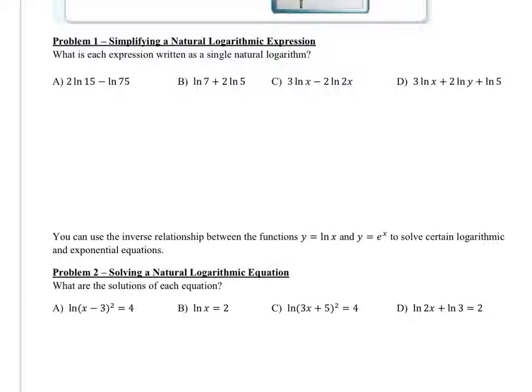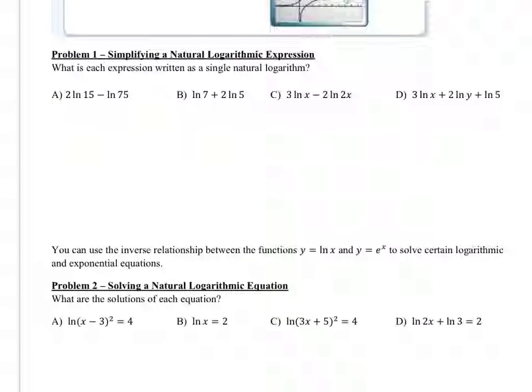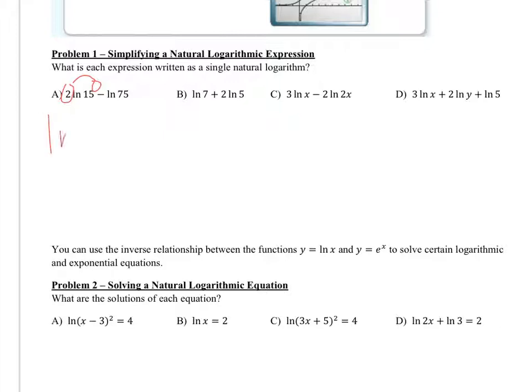So these first two, if I'm going to write as a single log, those three properties we have are the exact same. If I have a 2 on the outside, I can write that as an exponent. And if I see subtraction, that's going to be division. So first I write natural log, I see subtraction, write division, 15 squared over 75. If you simplify that, it's natural log of 3.